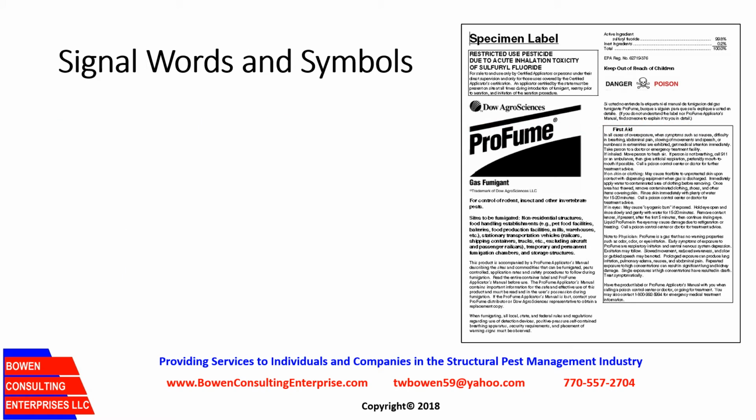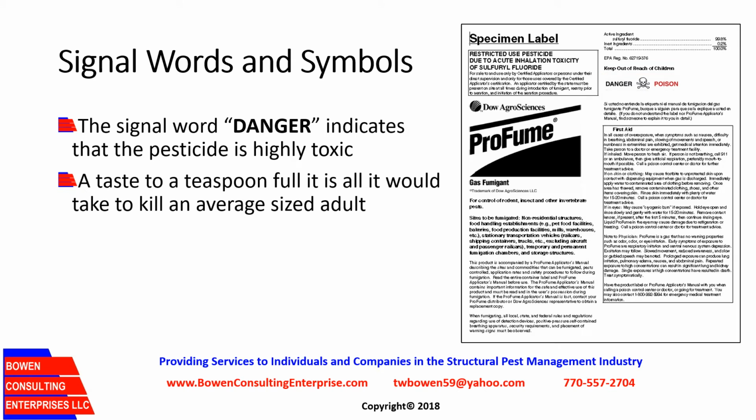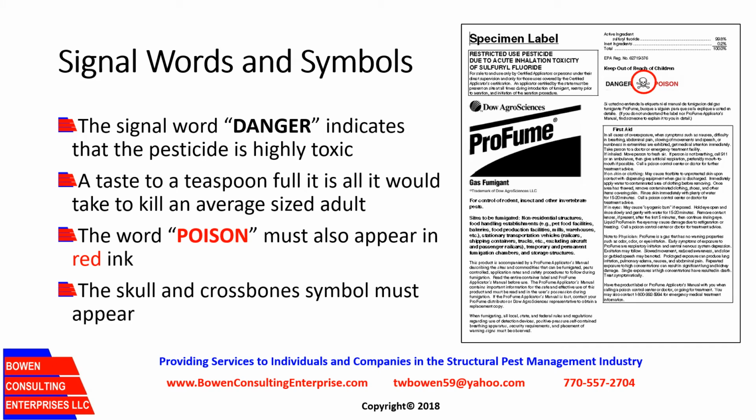The signal word danger indicates that the pesticide is highly toxic. It takes only a taste to a teaspoonful of undiluted product to kill an average-sized adult. If the pesticide label has the signal word danger, the word poison must also appear printed in red ink, and the skull and crossbones symbol must also appear.